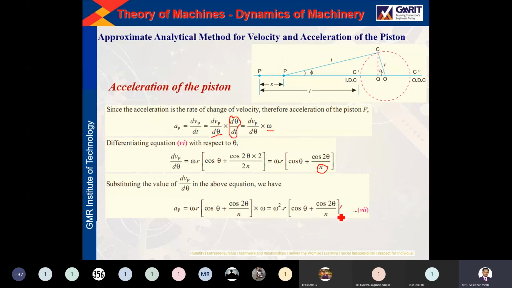So these two equations, this one and the velocity equation, r omega sin theta plus sin 2 theta by 2n, can be remembered for a lifetime. Not only for this concept, for any competitive exam you must apply that knowledge. Sometimes they will ask for 2 marks or 1 mark in the GATE exam also. If you remember this formula, you can solve the problem within seconds. So write down these two equations somewhere, maybe in the formula book you maintain for mechanical. Write down these two important formulas: velocity of a piston and acceleration of a piston.